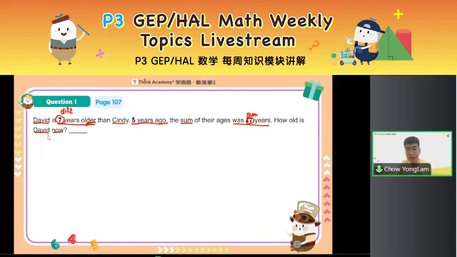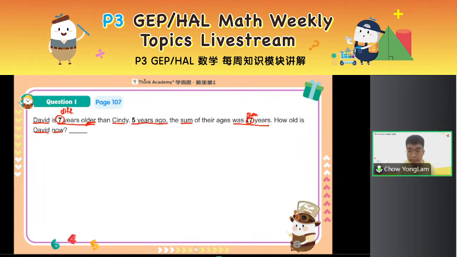If you have information about the sum and the difference, what do you think you can draw to help you? Sum and difference. What can you draw? You see sum, difference, or even multiple. The moment you see this information, you should think of a bar model, right? So let's draw a bar model to solve this question.